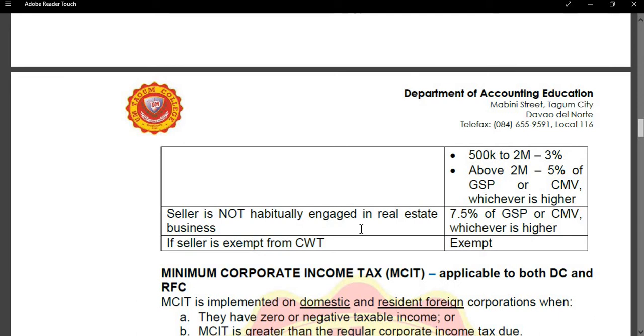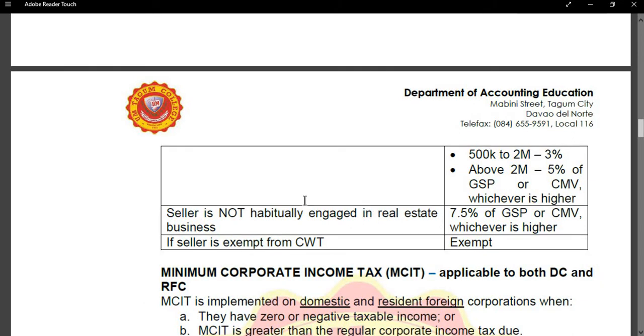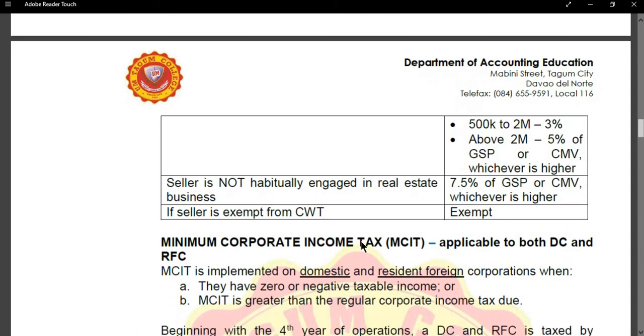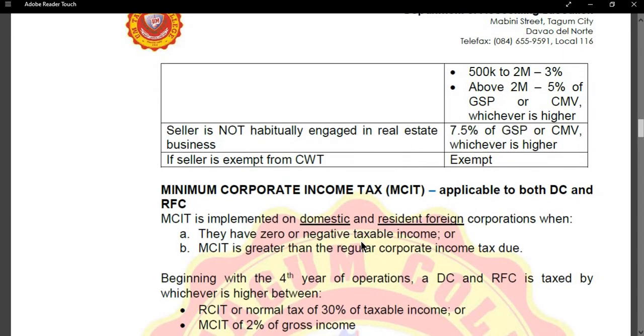And if the seller naman is not habitually engaged in real estate business, then 7.5% of gross selling price or fair market value, whichever is higher. Kasi nga in this case, yung ordinary asset niya, if the taxpayer or the seller is not habitually engaged in trade in real estate business, para na siyang maging capital asset niya. If the seller is exempt from creditable withholding tax, exempt yung binabayaran niya na of course creditable withholding tax.